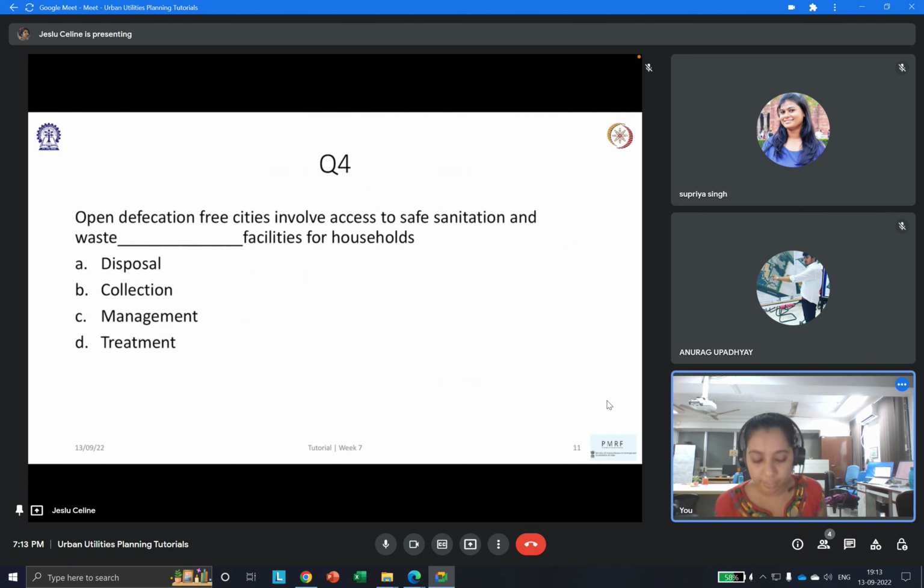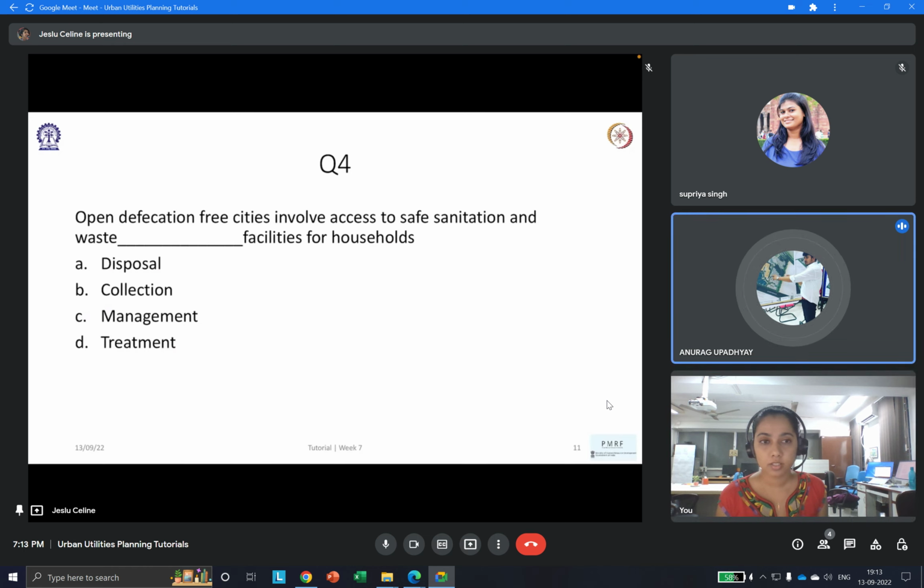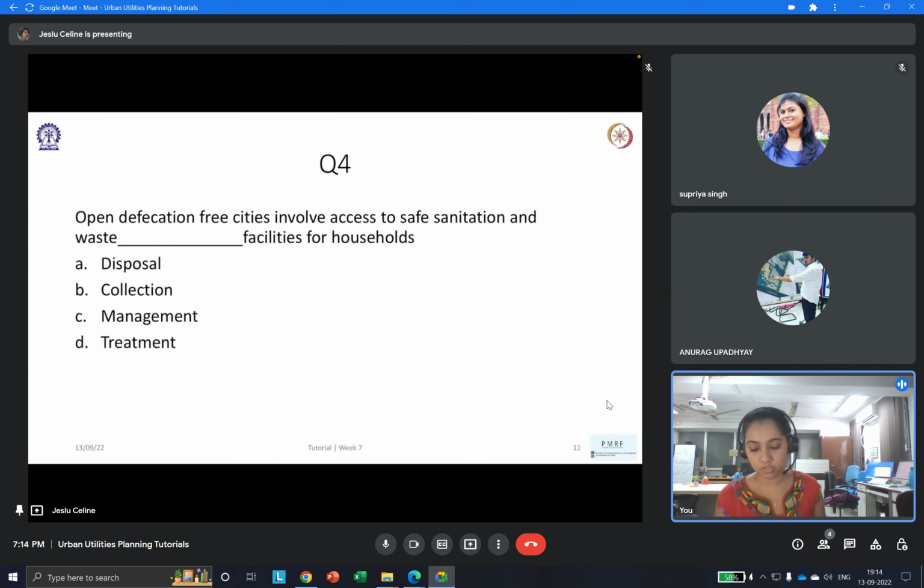Now, open defecation free cities involve access to safe sanitation and waste dash facilities for households. So Anurag, do you want to take this question? Waste disposal. Okay, you're saying disposal is the answer. Supriya? Same. Okay, fine. Why not collection? Why don't we need to have, it's an open defecation free city. Why not collection? Why not management? Why not treatment?